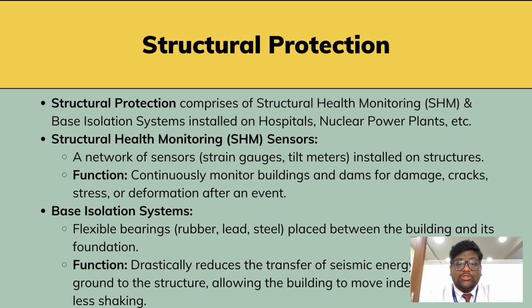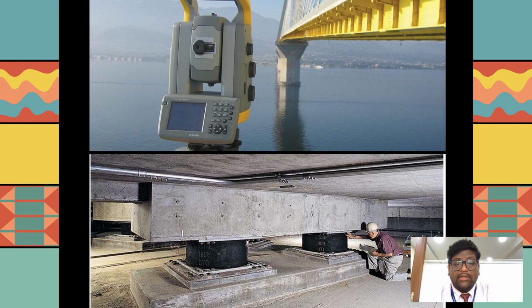Structural protection systems also play a vital role during earthquakes. These include the structural health monitoring system and the base isolation system. Structural health monitoring uses a network of sensors to continuously monitor the building for damage, stress, and deformation. The base isolation system uses flexible bearings placed between a building and its foundation. The bearings allow a building to move independently of the ground, greatly reducing the amount of seismic energy transferred to the structure.